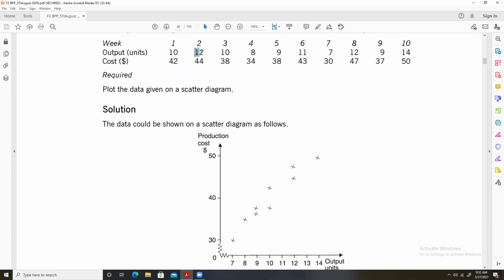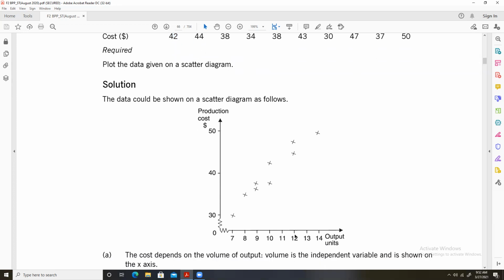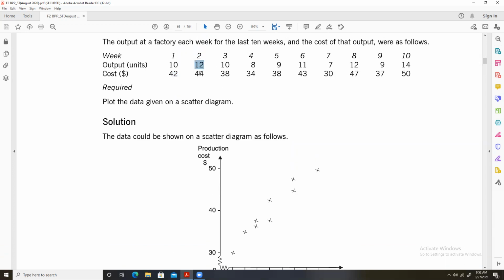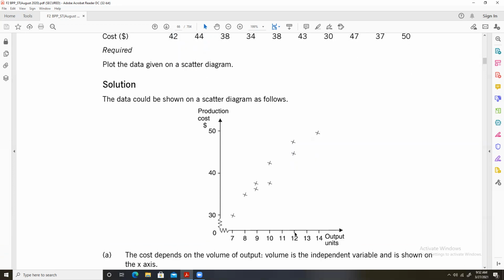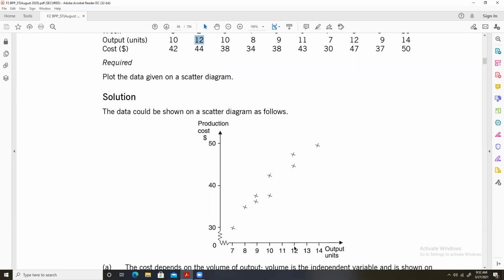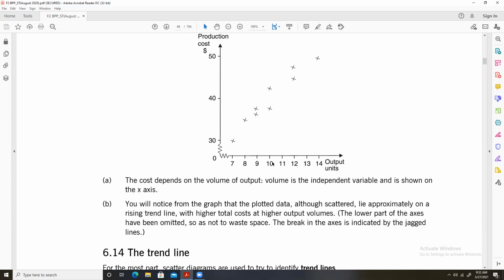In week 2, the output is 12 units and the cost is $44. So in a scatter diagram, points are scattered and plotted for two different variables. Here, the two different variables are the cost and the output. So this is an example of a scatter diagram.